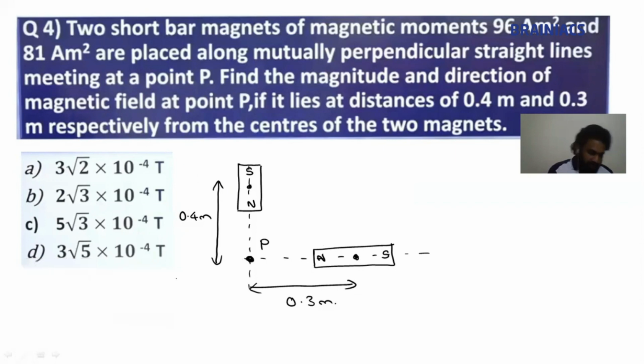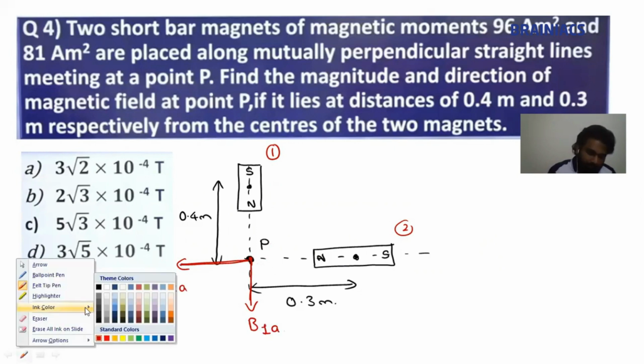Now, what we shall do is consider this as the direction of one magnetic field due to the first one, and if this is the second one, the magnetic field direction will be like this. So this is due to the second one along the axial direction, and this is due to the first one along the axial direction.